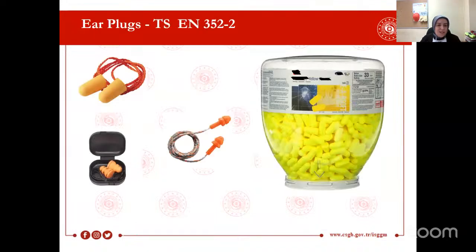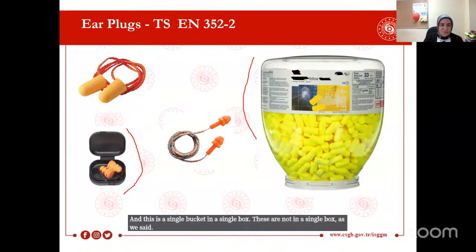Here are examples of earplugs. These plugs are corded. These plugs are not corded. They can both be used at the workplace. And this is a single plug in a single box. These are not in a single box, as we see. All of them are okay for us.